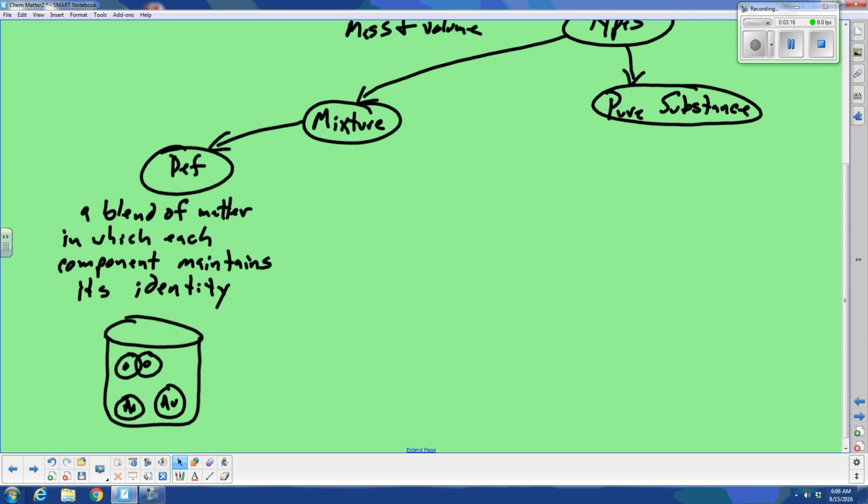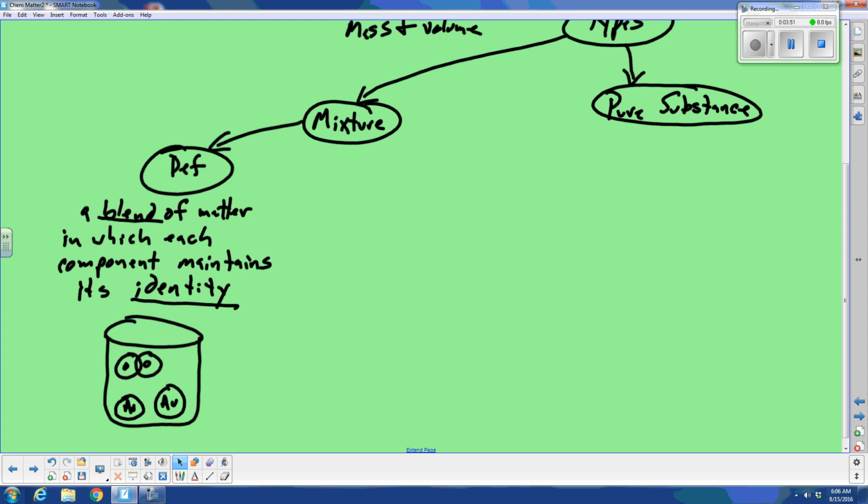And what makes this a mixture? Well, I've got a blend. I've got oxygen and gold, but my oxygen stays oxygen and my gold stays gold. So if I were to separate this, my oxygen would still keep its identity and my gold would still keep its identity. So that's what makes a mixture: oil and water, sand and water, carbon and steel, all of those things are blends, but each component maintains its identity.